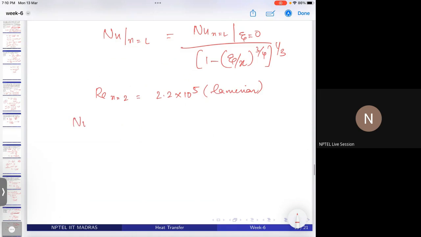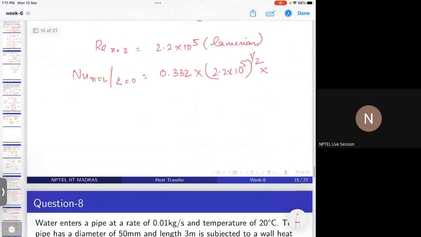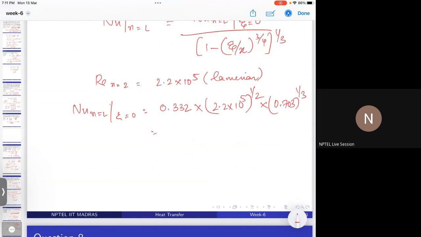So Nu at x is equal to L when there is no unheated length is equal to 0.332 Reynolds number raised to half. Prandtl number is how much? 0.703 raised to 1 by 3. What is this value? Okay. So just substitute this in this equation.